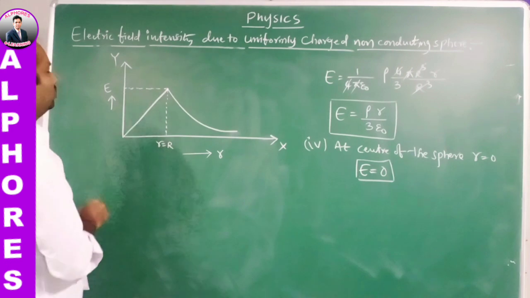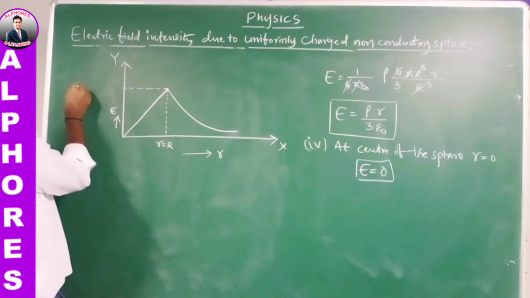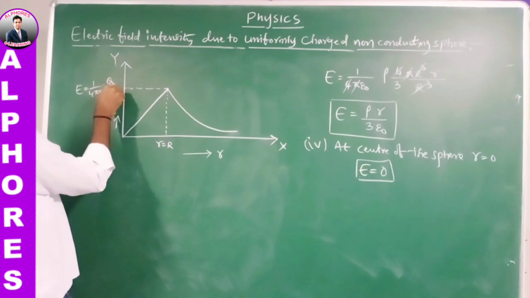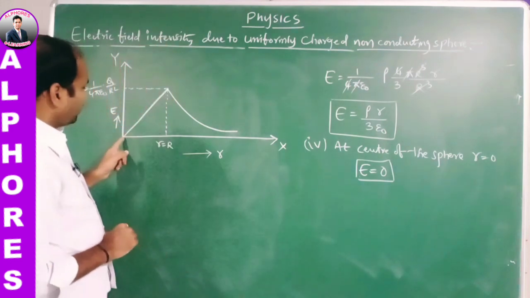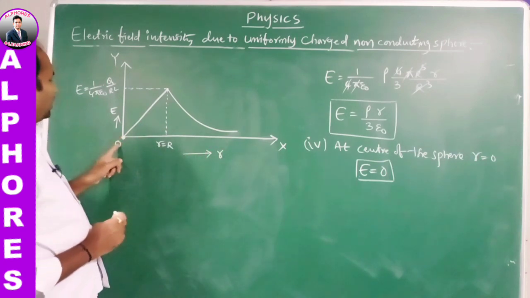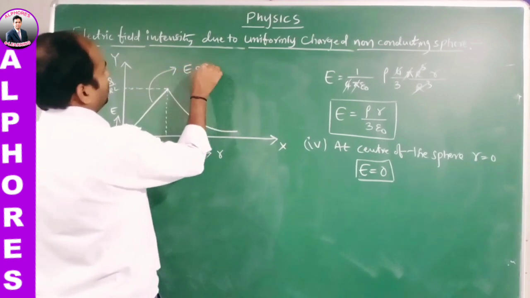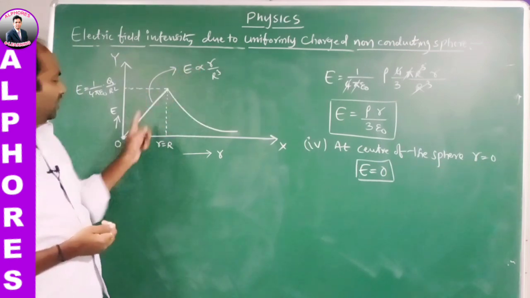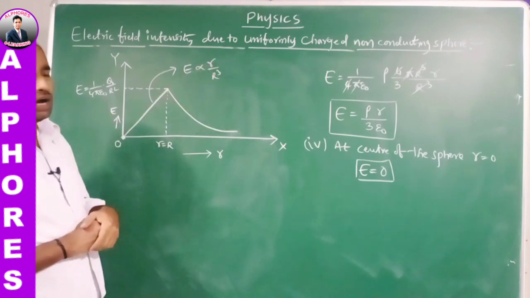Whenever we plot the graph, it will be like this. This is the peak value. Here E is equal to 1 by 4 pi epsilon naught Q by r square. But here E varies according to the equation. At the center, small r is 0, so the electric field intensity is also 0. This graph indicates E is proportional to small r by capital R cube. The graph will be like this. Capital R is a constant, so E is proportional to r.